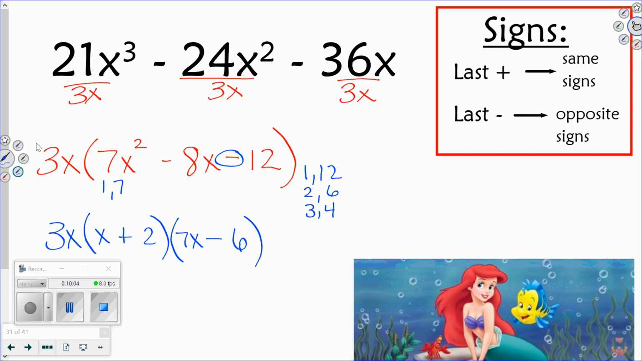All right, so when we check, we get 14x minus 6x gives me a positive 8x. Flip my signs, good. And that'll flip all of those.